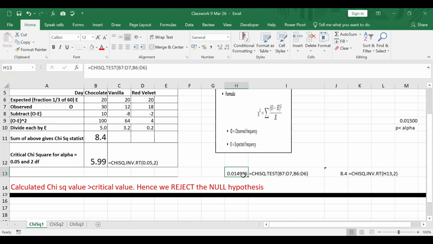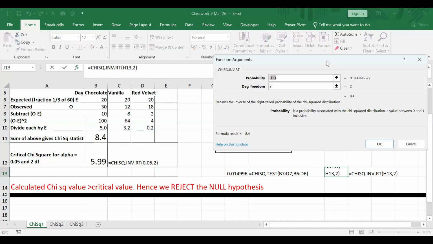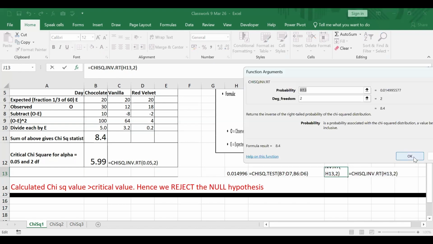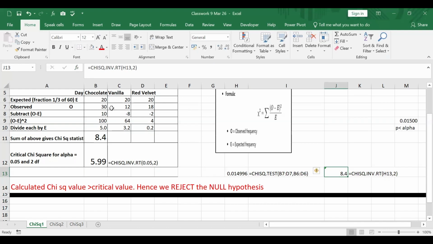We want to convert that into the calculated value. Now calculated is obtained from the formula CHISQ.INV.RT, where the probability here is whatever we have calculated now. So H13 is the value and degrees of freedom is 2, and that gives you 8.4. This is the calculation method. This is the function method.